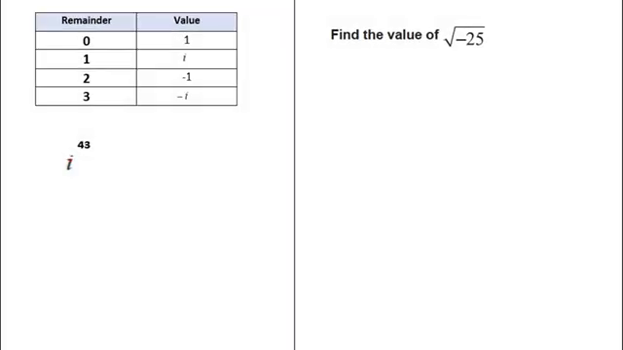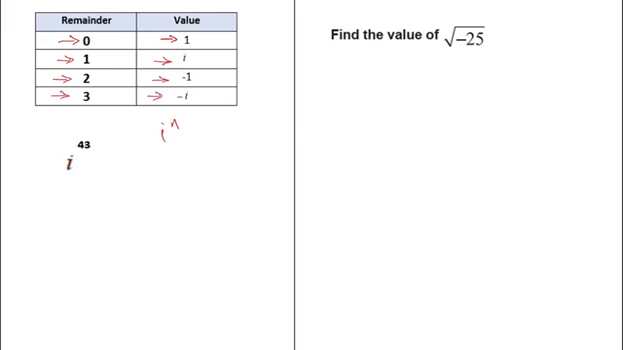Look at this table. It helps us to find the value of i to the power of any number. The pattern here is, for i to the power of n, we divide n by 4, and if the remainder is 0, the value will be 1. If the remainder is 1, the value is i. If the remainder is 2, the value is -1. And when the remainder is 3, the value will be -i.